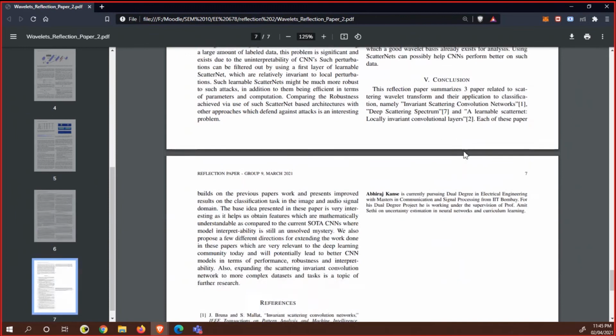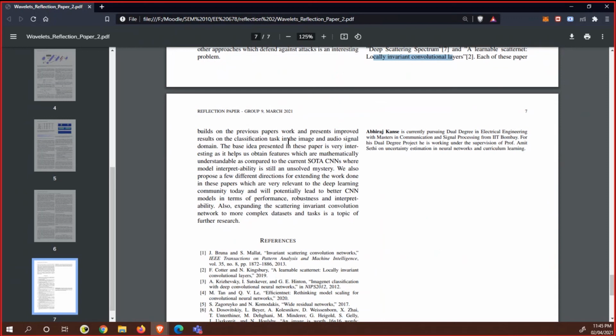So to conclude our presentation, we have summarized three papers over here: the invariant scattering convolutional networks, deep scattering spectrum, and learnable scatternet, the local invariant convolution layers. Each of these papers builds on the previous work and shows that it is achieving better results, and they were state of the art at the time the paper was published.